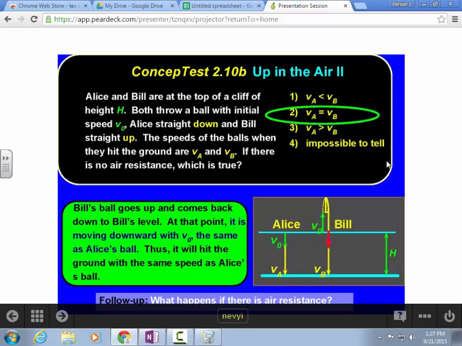So what do you guys think? So which would have a greater speed, Alice's or Bill's? Alice's would have a greater speed, and that's correct. Why?